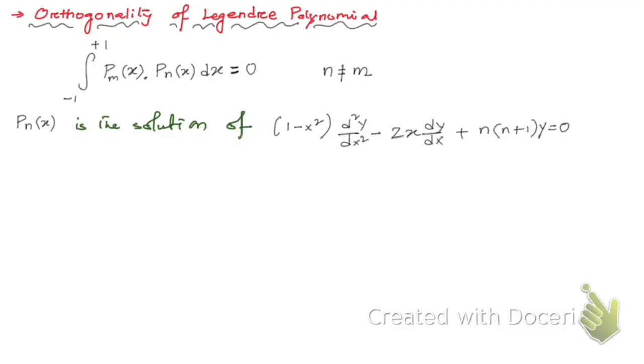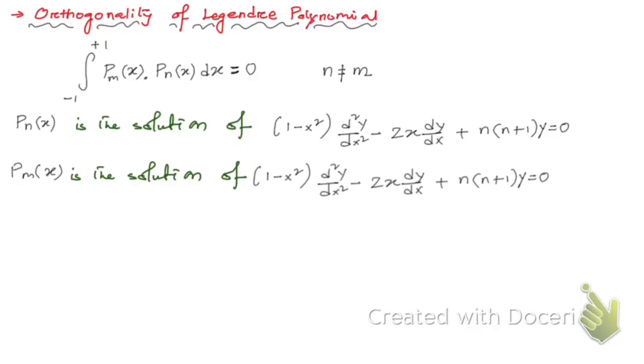Similarly, Pm of x is also a solution of the same kind of differential equation, where instead of n I write m. Here we just replace n into (n plus 1) by m into (m plus 1). That is the difference. So hope you have got it now.